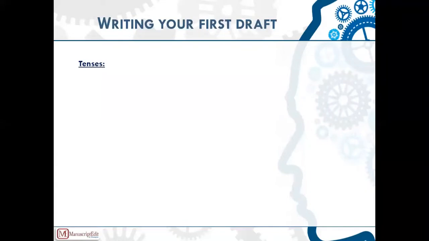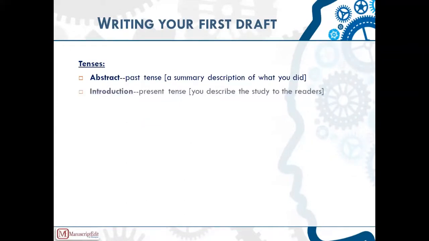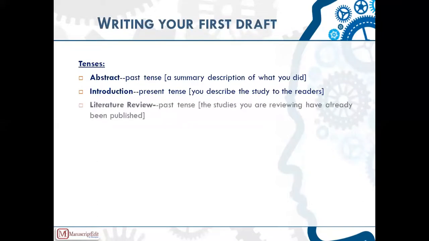Now, when you write your first draft, the points that are to be kept in mind are first tenses. So the abstract should be in past tense because it's a summary description of what you did. Second, introduction should be in present tense because you describe the study to the readers. The literature review should be in past tense because the studies you're reviewing have already been published.